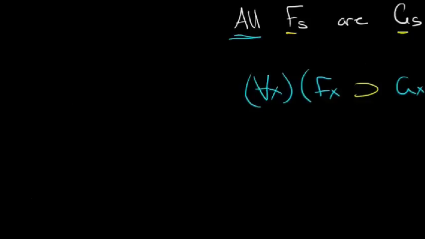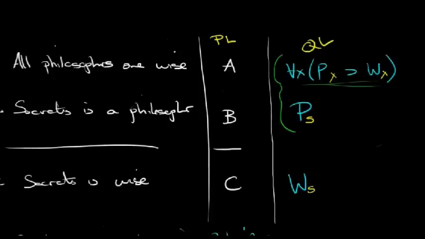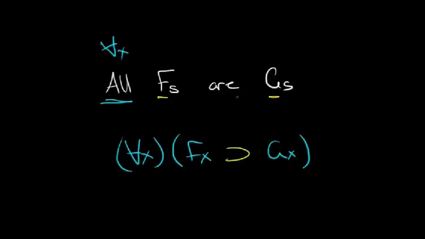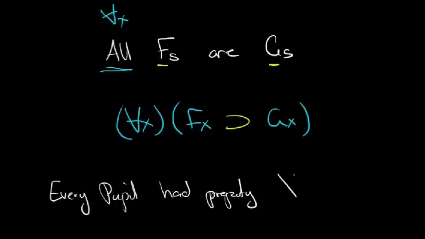So let's remember our sentence up here, "all philosophers are wise," and that turned into ∀x(Px → Fx), or in fact let's look back down at our "all F's are G's." In this case we're saying that everything that is a pupil had the property of sitting an exam. Now the sitting an exam bit is a bit more complex, but really what we're saying is that every pupil had property x.